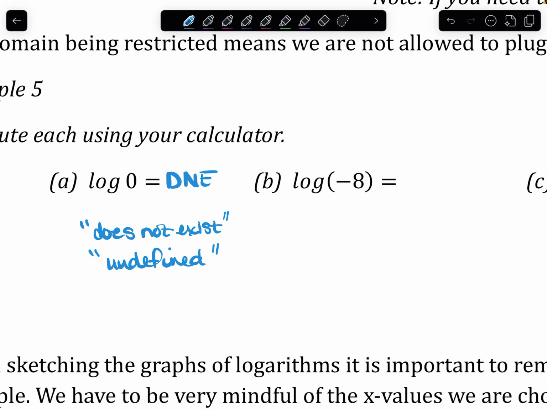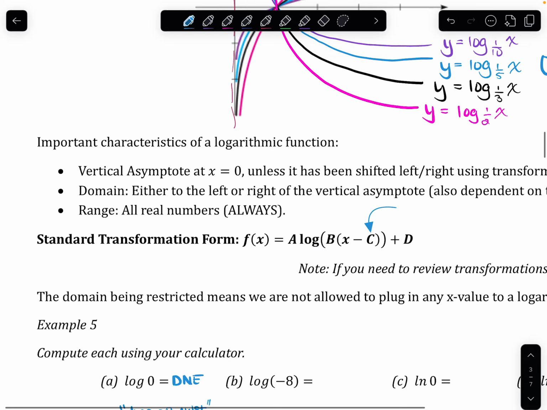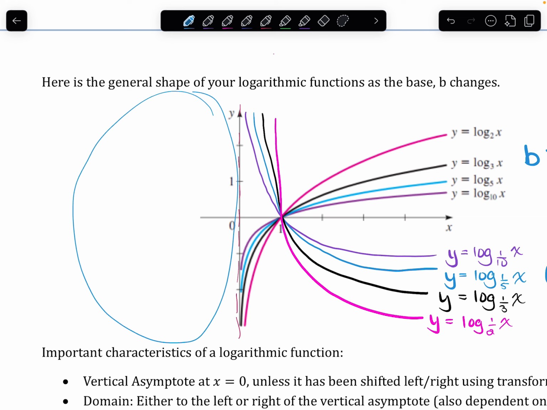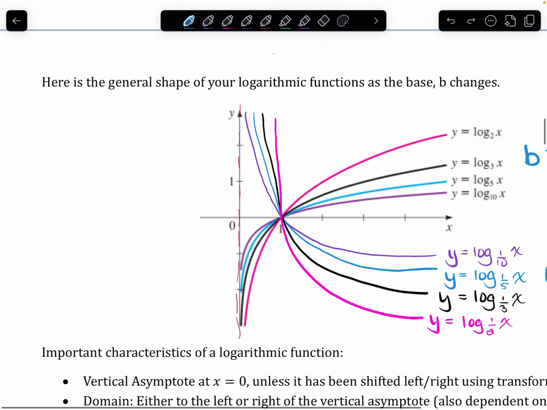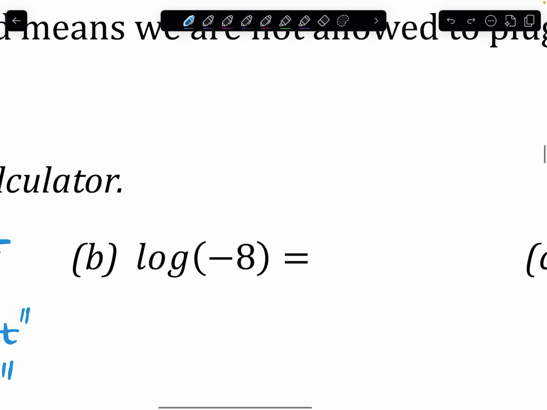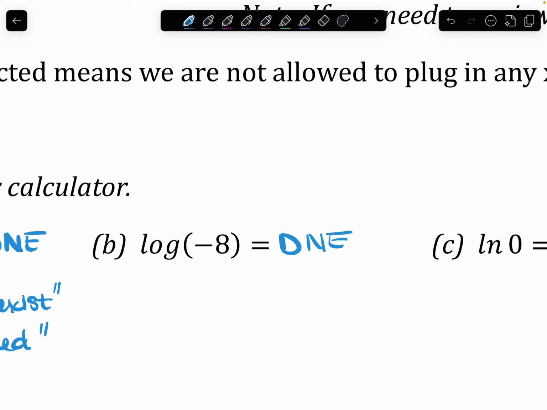All right, log of -8, also common log, has no base written in. So again, go back to the calculator, hit the log button, type in -8, close the parentheses, hit enter. And once again, you get that exact same error message. Back to the graph, negative x values are over here on the left. There is no graph over there as well. You are not allowed to log 0. You are not allowed to log a negative. So this is also DNE or undefined, whichever you prefer.